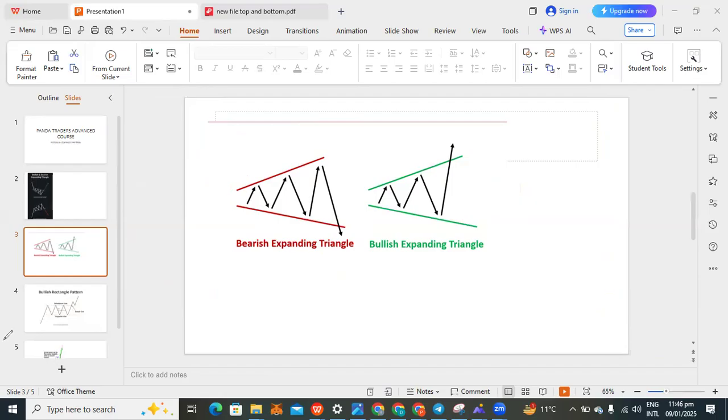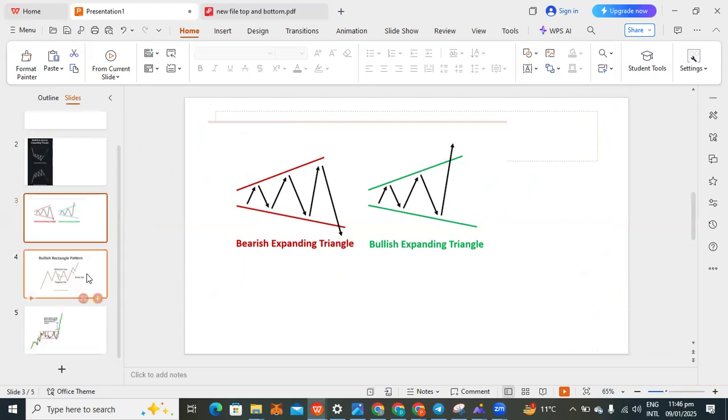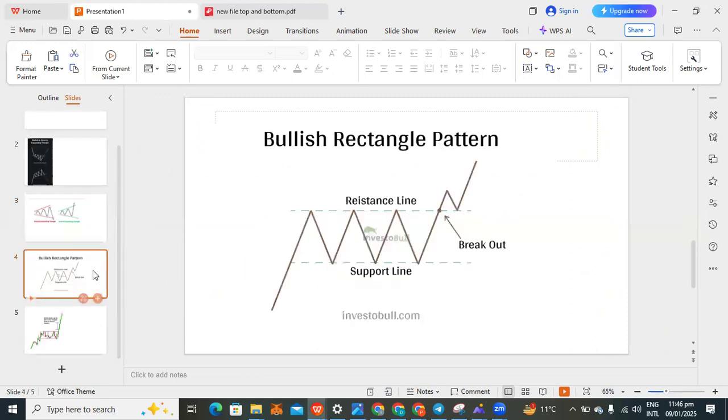So that is an expanding pattern. And today we are going to learn one of these continuity patterns, that is the bullish rectangle pattern. Now, the bullish rectangle pattern is quite evident from this diagram over here. You can see that there was a very clear upward trend, a beautiful green upward trend. We were having so many green candles.